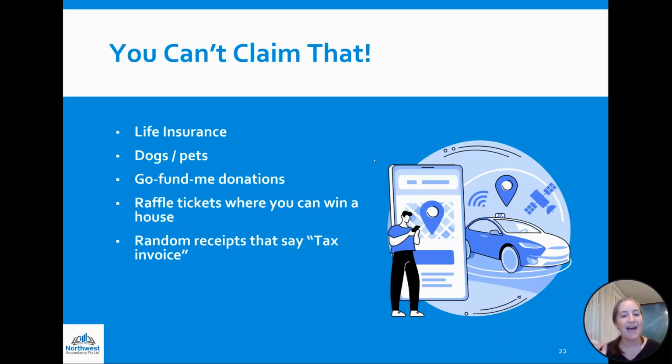So there's some jargon that I want to teach the world here. Just because it says tax invoice doesn't mean you can claim it. And when you go to Woolies and Coles, they say tax invoice on the top of their receipts as well.